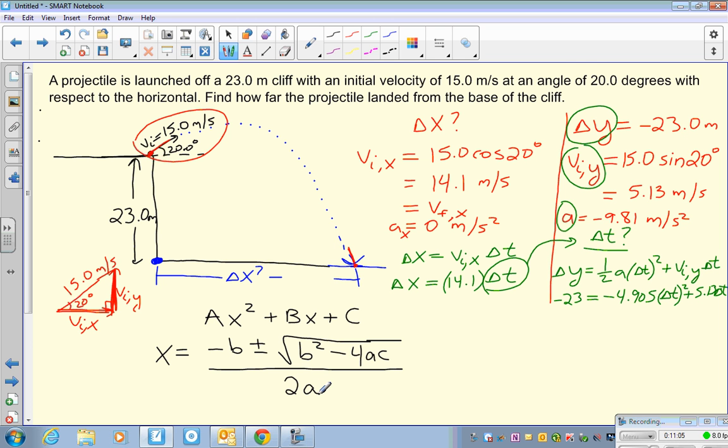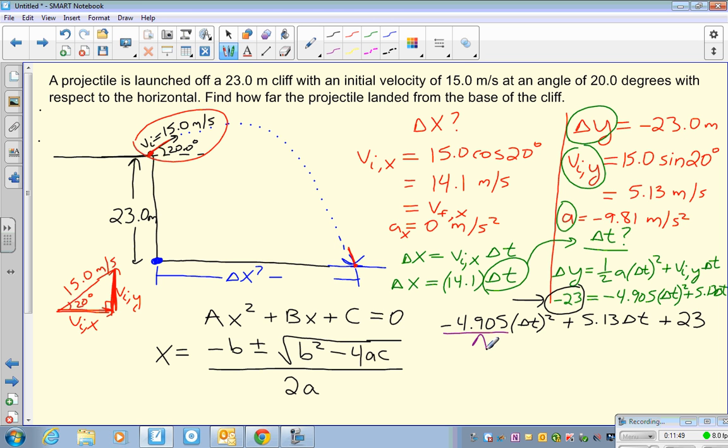So now let's look at our equation and see what we can do. And this, ax squared plus bx plus c, has to be equal to 0. So looking at the equation here, if you notice, we don't have everything equal to 0. So the very first thing we need to do is get this negative 23 out of here. So we have 0 equals blah, blah, blah, blah. So I'm going to add 23 to both sides, and we get negative 4.905 delta t squared plus 5.13 delta t plus 23.